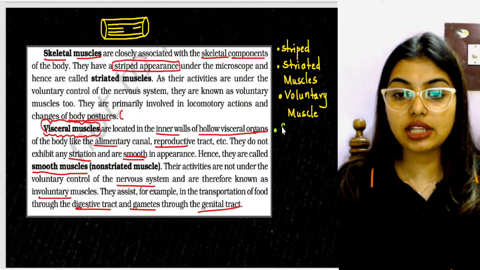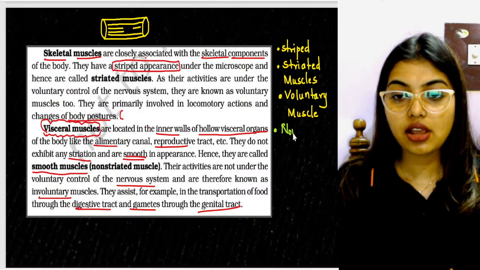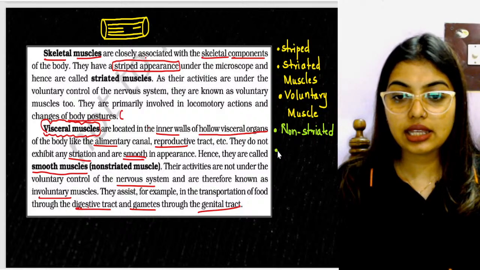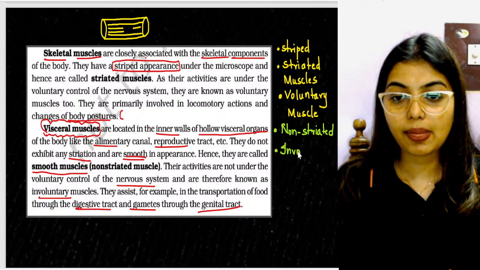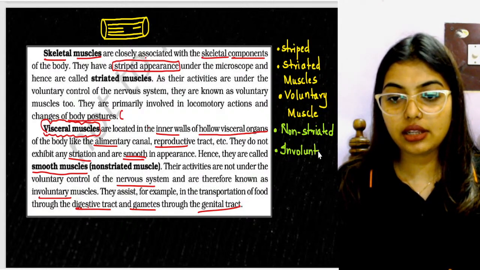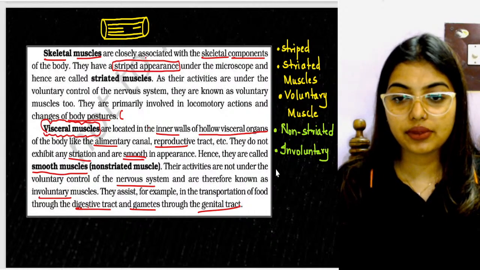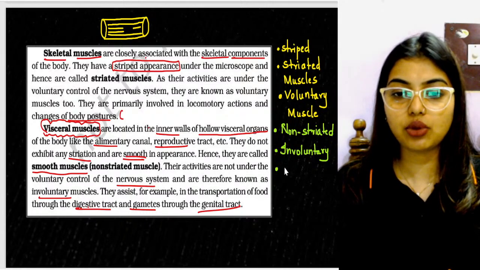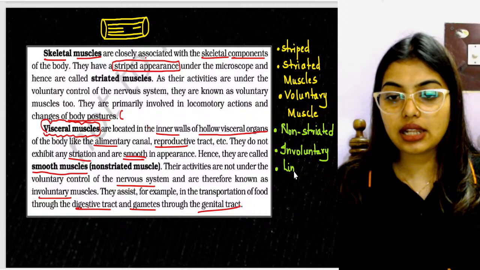First thing they told, they are non-striated. That's the first thing they told. Second thing, they are involuntary. Third thing that you know is they are not in the control of the nervous system. Obviously, that's why they are called involuntary. They are present in the lining of the visceral organs.